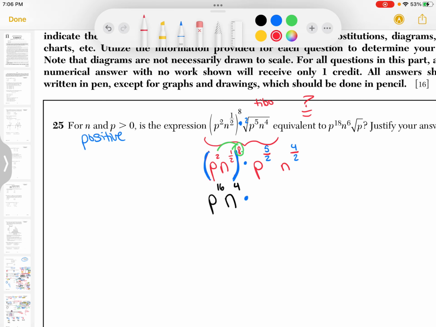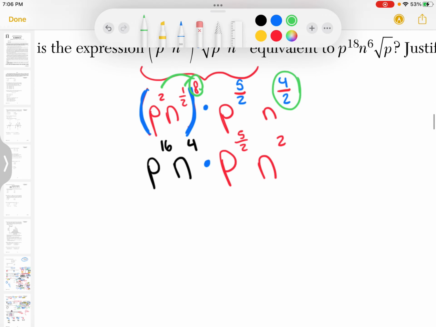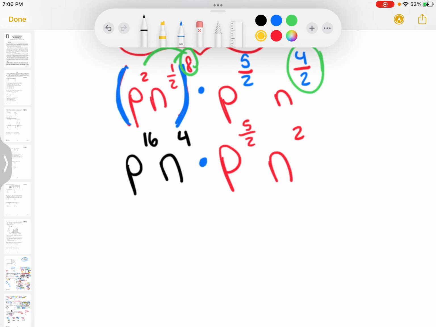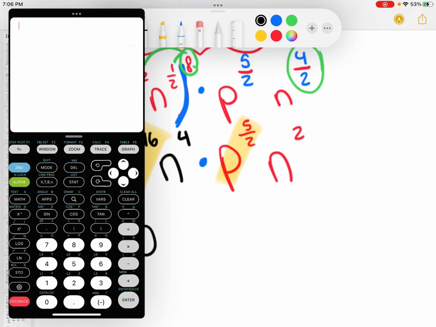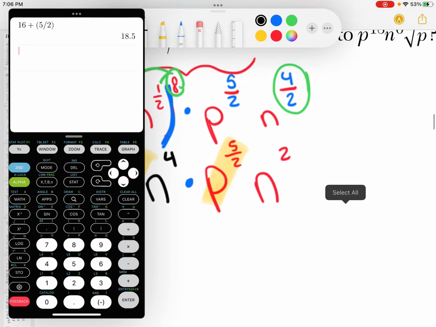And now all of that is being multiplied by what I have over here, which is p to the 5 over 2. And I'm going to simplify this to n to the 2 because 4 divided by 2 is just 2. Okay, so now when I'm multiplying, I'm going to multiply the p's together first. It's going to stay p, but I'm going to add my exponents together. So it's 16 plus 5 over 2, and that gets me 18.5.